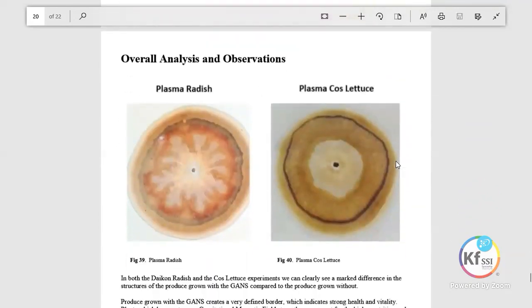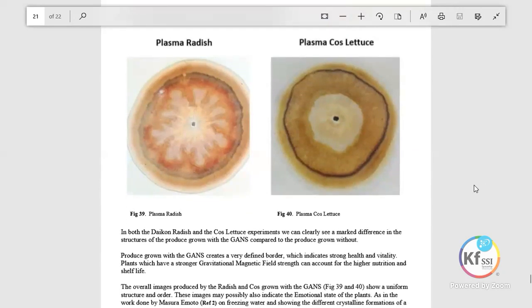So when I look at the overall analysis, the one on the left is the plasma radish, and the one on the right is the plasma cos. So you see very well defined patterns, structures, a lot of detail of layer, a very strong outer boundary, which to me indicates a very strong, healthy vitality of the plant. The plants have a stronger gravitational magnetic field strength, which may account for the higher nutrition and the shelf life that we always see in the produce.